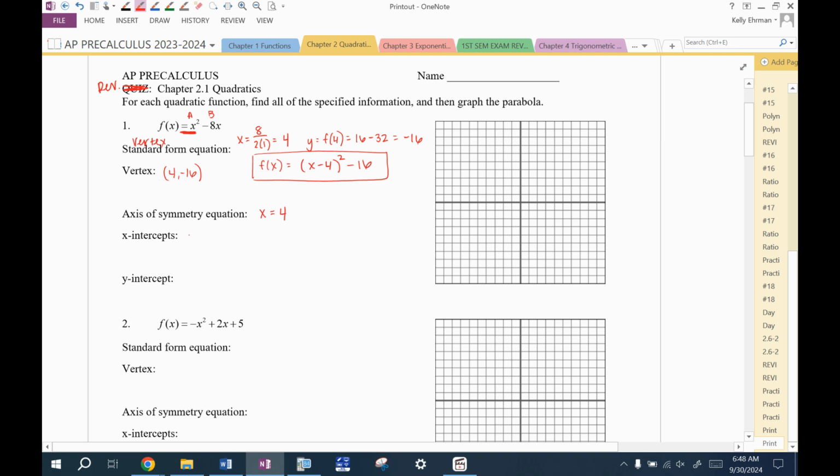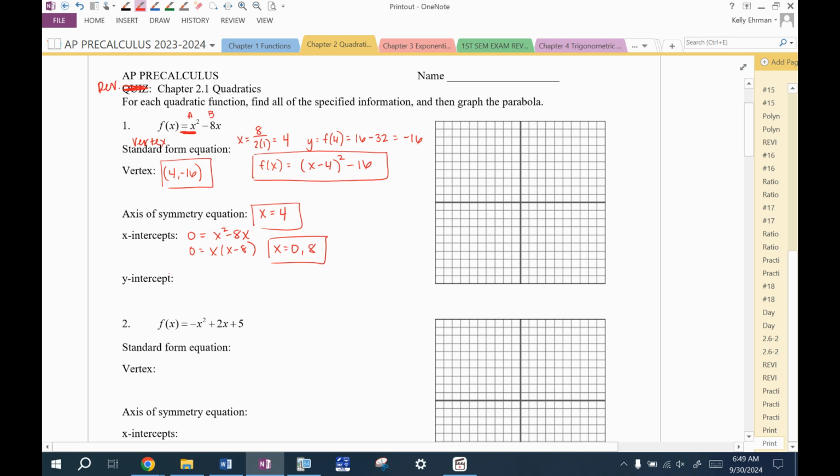X-intercepts are what we get when we set the equation equal to 0. And remember, this is either factoring, square root method, or quadratic formula. In this case, I can factor an x out. So I get x-intercepts of 0 and 8. Box in all my answers here, sorry.